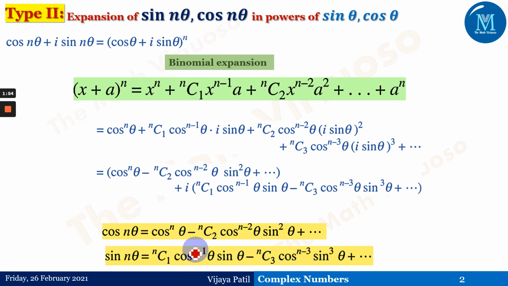If you observe these two formulae, in cos to the power n theta and nC2 cos to the power n minus 2 sin square, the sum of the powers remains n. Similarly, n minus 3 and 3. Here too, sin to the power 1 goes with nC1. Try to find the relation in this way and understand the pattern.